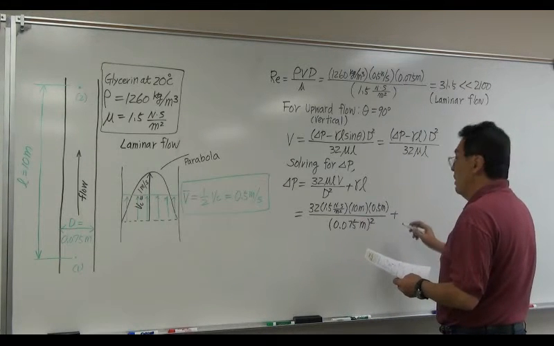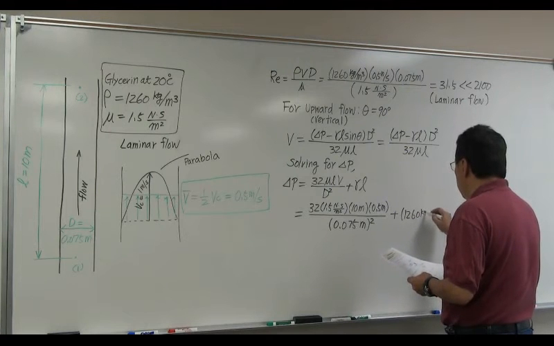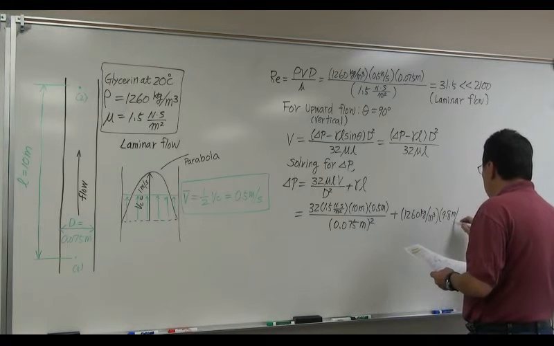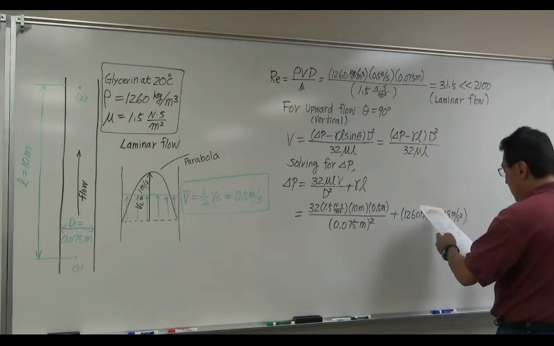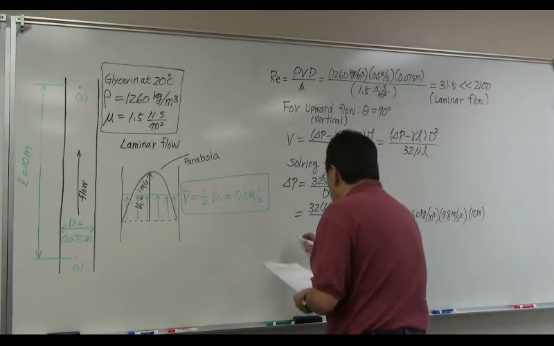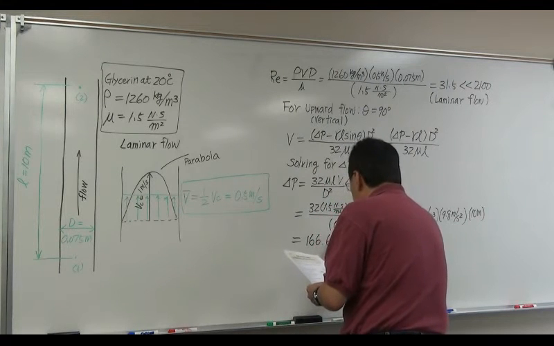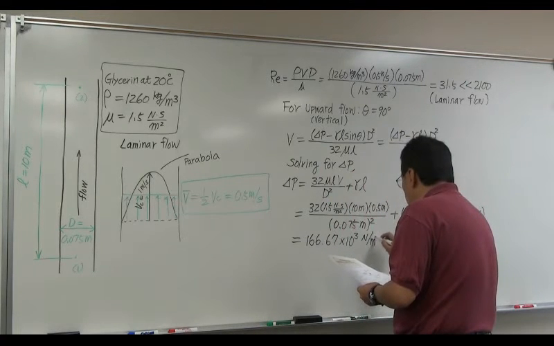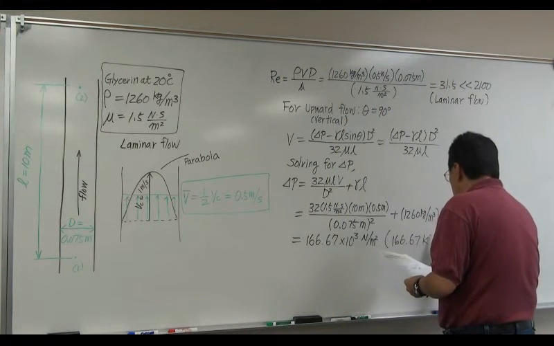Gamma of glycerin is density times gravity. So 1,260 kilogram per cubic meter multiplied by 9.8 meter per second square. Gamma is rho g, okay? Rho times g. Length is 10 meters. This is going to give you 166.67 times 10 to the 3 Newton per meter square. This is 166.67 kilopascal.